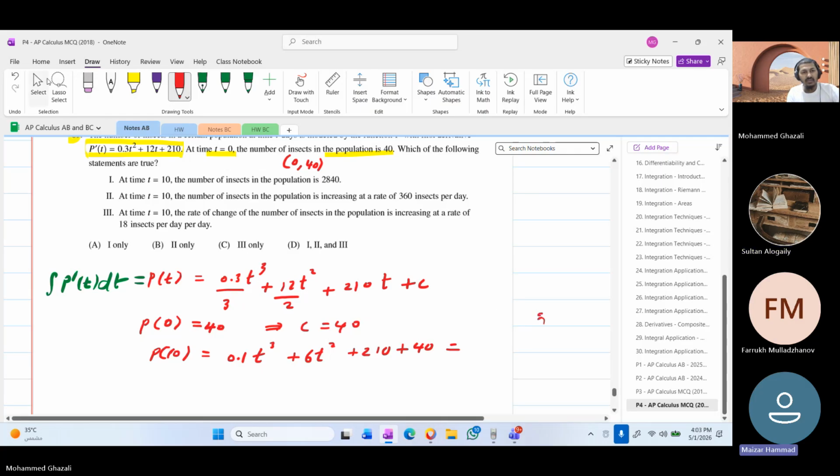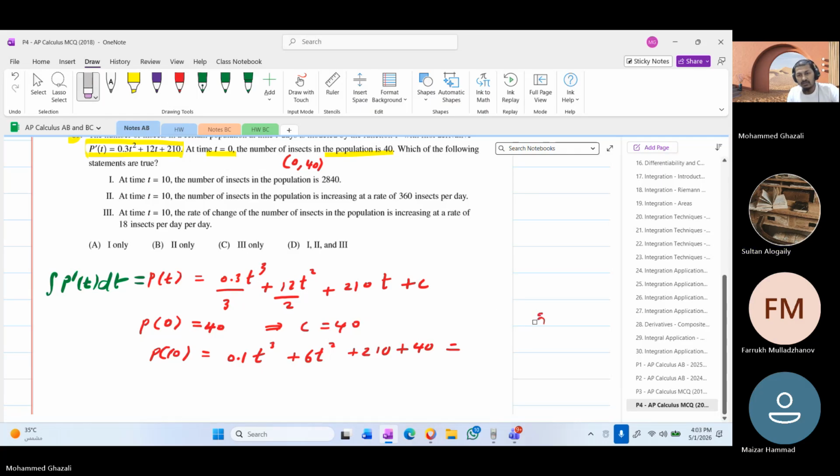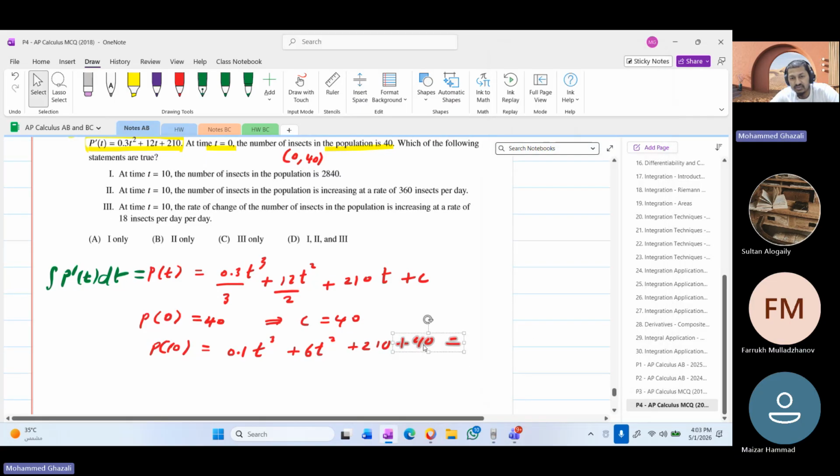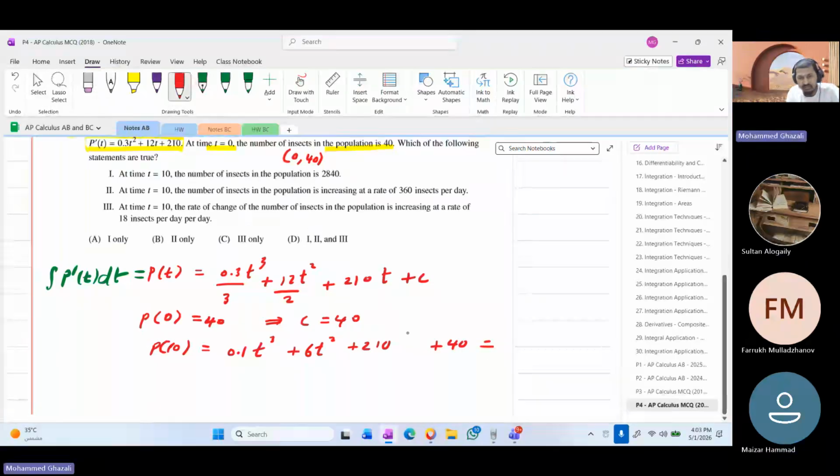No, mister, I'm getting 950. For the first one, it's 0.1 times 1000 plus 600, because substituting 10, plus 210 plus 40. Hey, sorry, I think my mistake. There's supposed to be a t there. 210t, sorry. Yeah, now it's correct. Good. So option 1 is true.